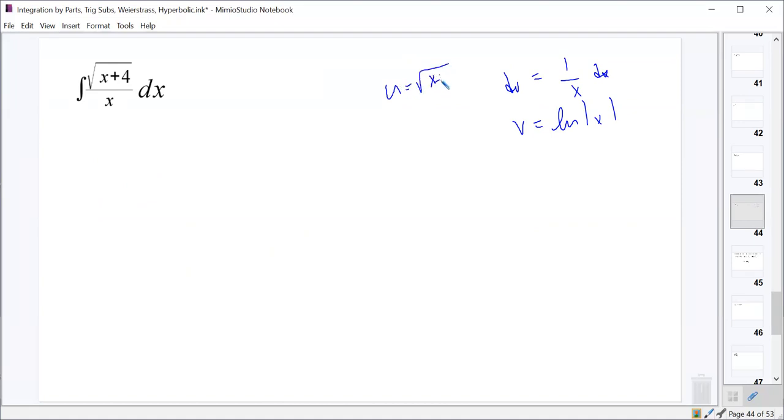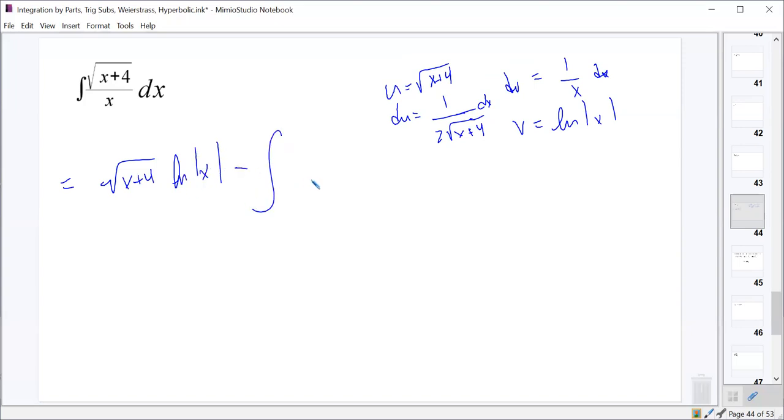Okay. And your du will be 1 over 2 root x plus 4? Yep. All right, and so what should we get? We do the, what is it, uv minus the integral of v du. This should be root x plus 4 natural log absolute value x minus the integral of natural log absolute value of x over 2 root x plus 4 dx.